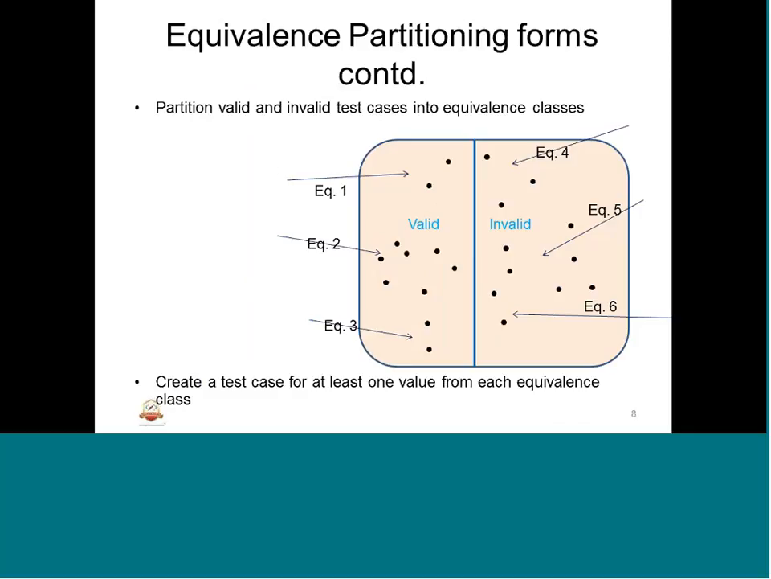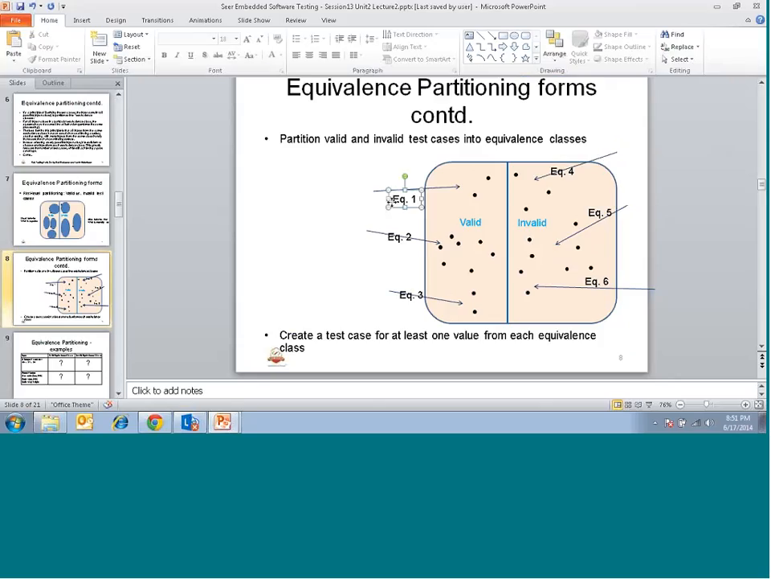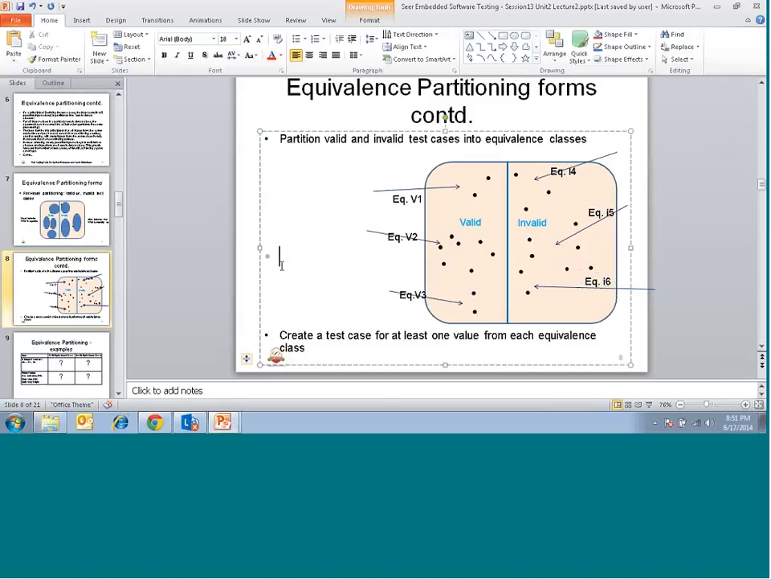Okay, this is a bit more detailed, the same diagram that we have seen in the previous slide. Here we name each of them with numbers, like equivalence 1, equivalence 2, equivalence 3, etc. Further, maybe you can change it to something like equivalence valid 1, equivalence valid 2, equivalence valid 3. Similarly, equivalence invalid 4, equivalence invalid 5, equivalence invalid 6. So we have 3 valid classes and 3 invalid classes.